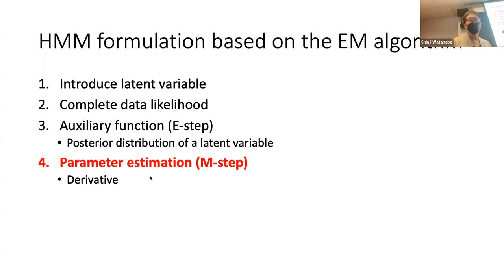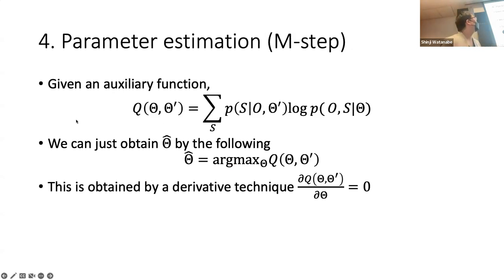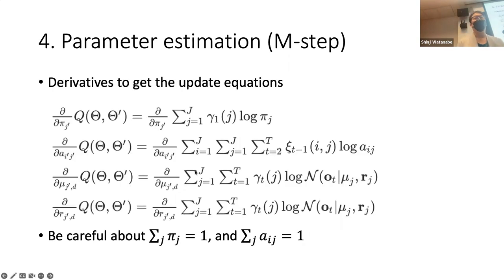The last part: given the auxiliary function, we can just maximize it with respect to the parameters. We take the derivative and then get the maximum of the parameters based on this kind of rule. And thanks to the distribution being multinomial or Gaussian, which is very easy to solve, and thanks to the previous treatment of removing the summation over the sequence, this part is solved by using a simple derivative equation. And the solution is like that.